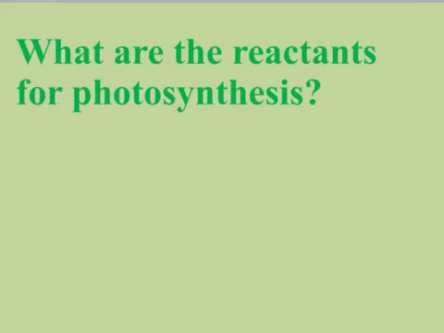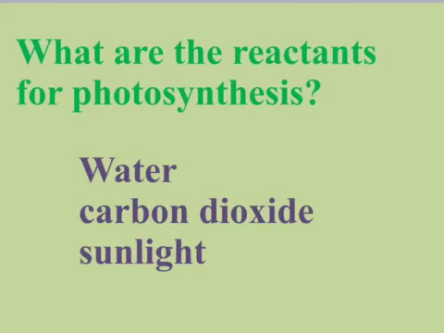Now we'll break it down. So what are the reactants for photosynthesis? Remember that reactants are the things that go into a reaction. So the things that go into photosynthesis are water, carbon dioxide, and sunlight. Think about that. That's not too hard. You know what plants need. Plants need water to live. They need carbon dioxide to live. They need sunlight to live.